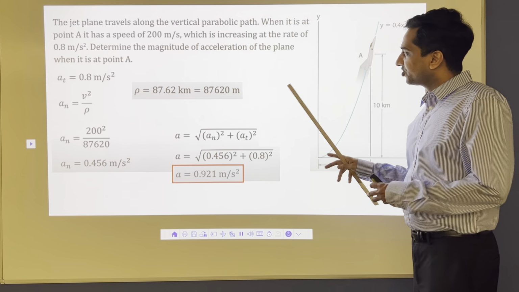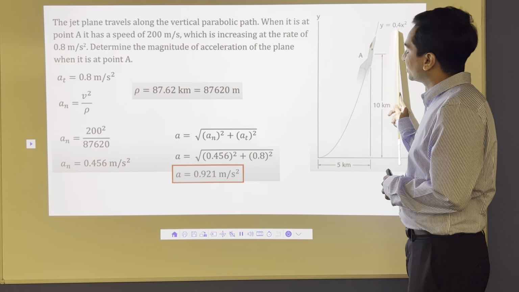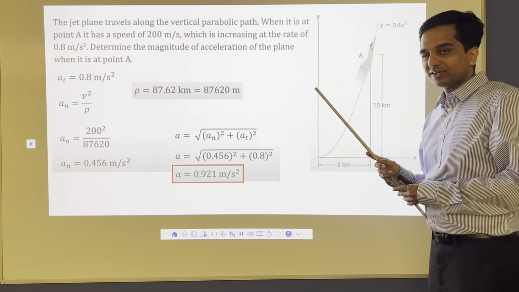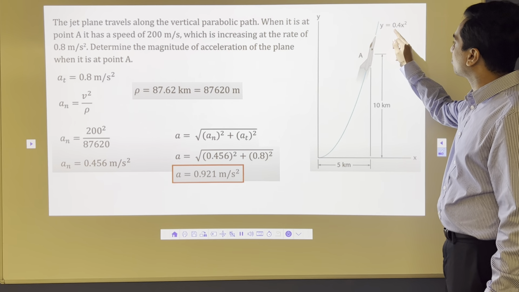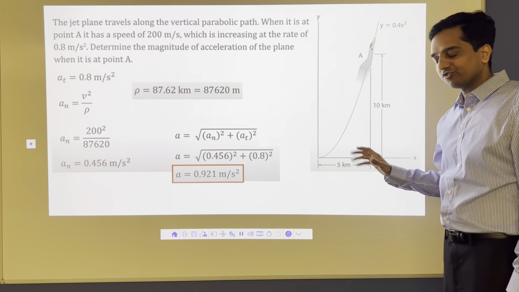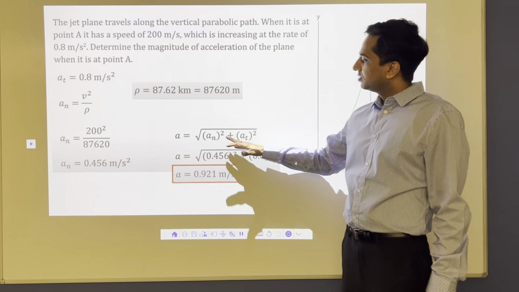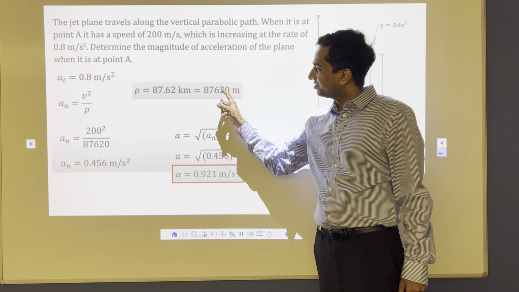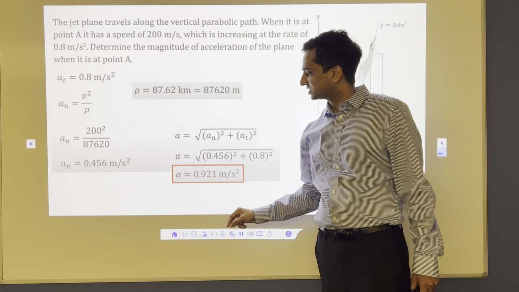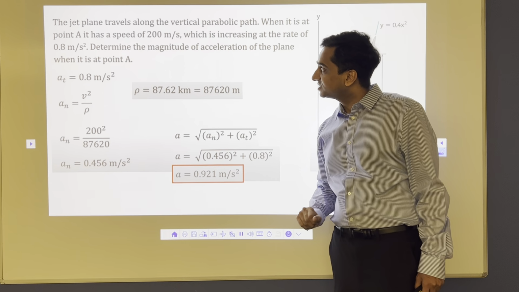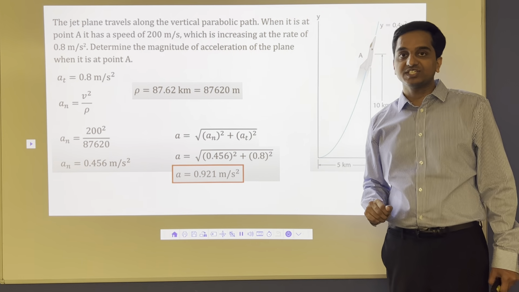The only thing in this problem is that this equation is in kilometers. Keep that in mind. If it is in meters, then it will change. It will be y is equal to 0.0004x square meters. In that case, you will get the same answer. So keep that in mind. You will get the radius in kilometers, convert it into meters, use it, and then find your acceleration, 0.921 meter per second square. And that's it for normal and tangential components.